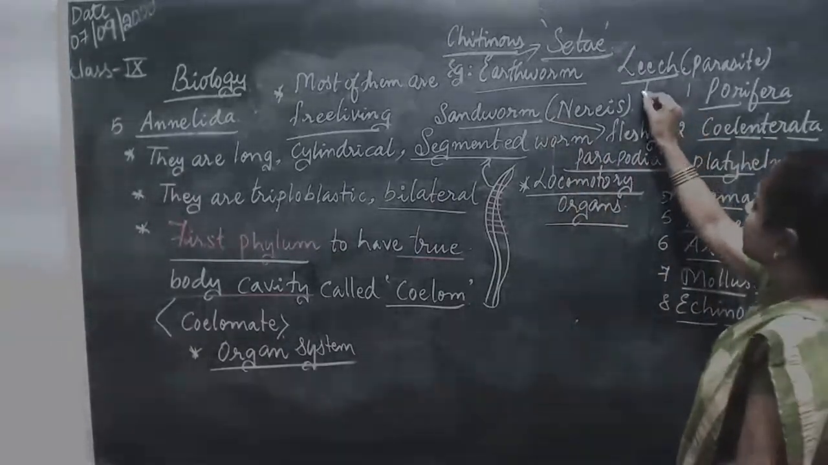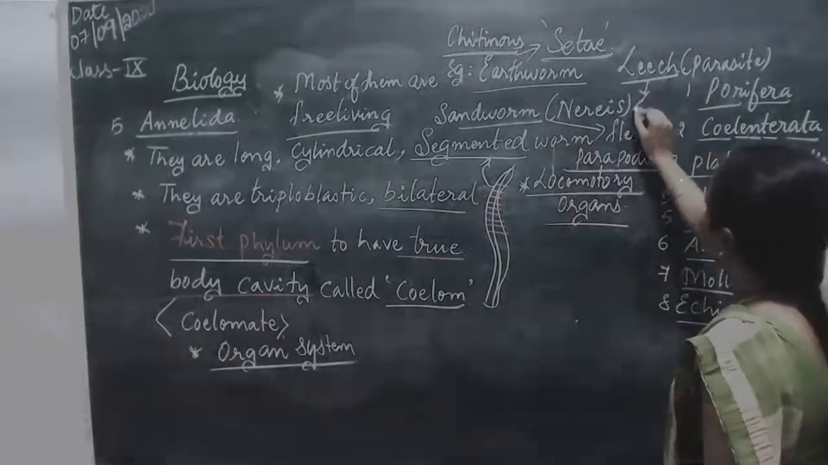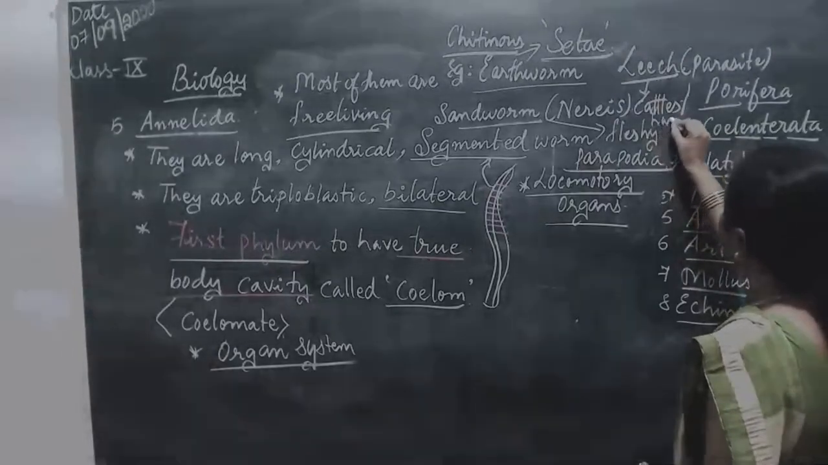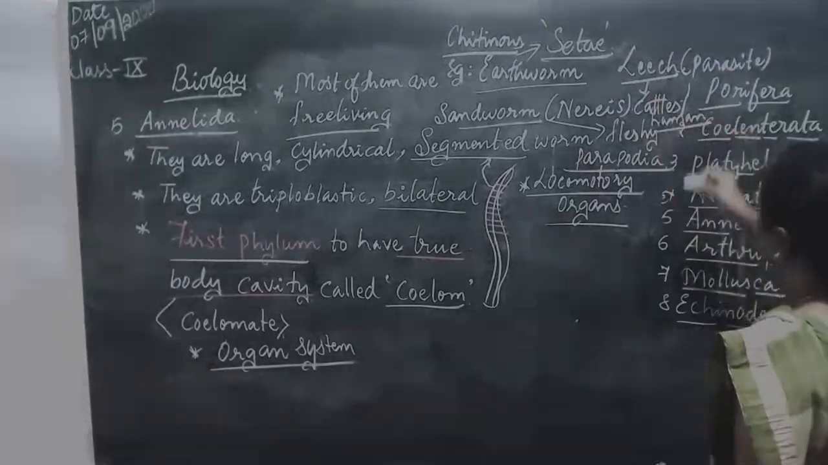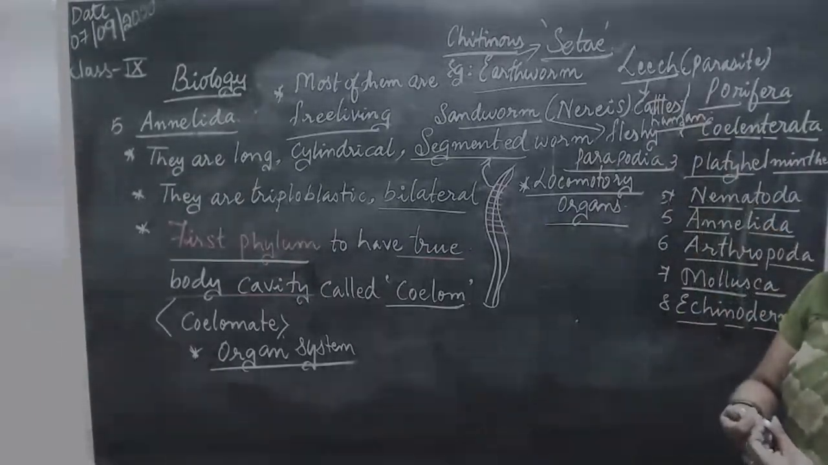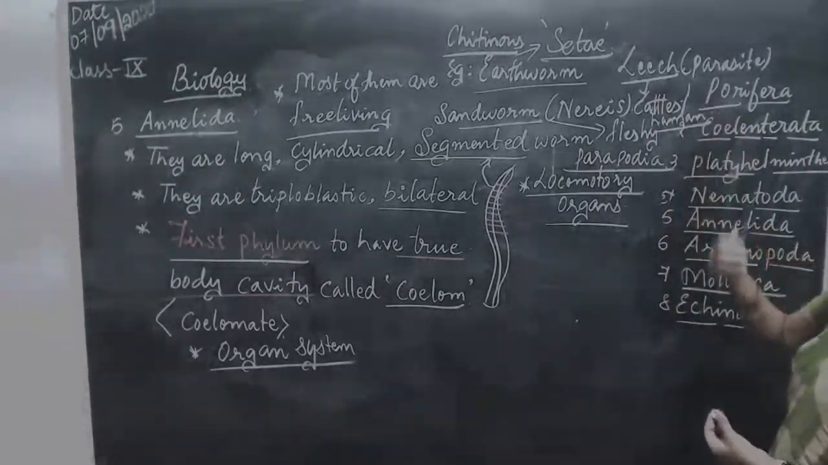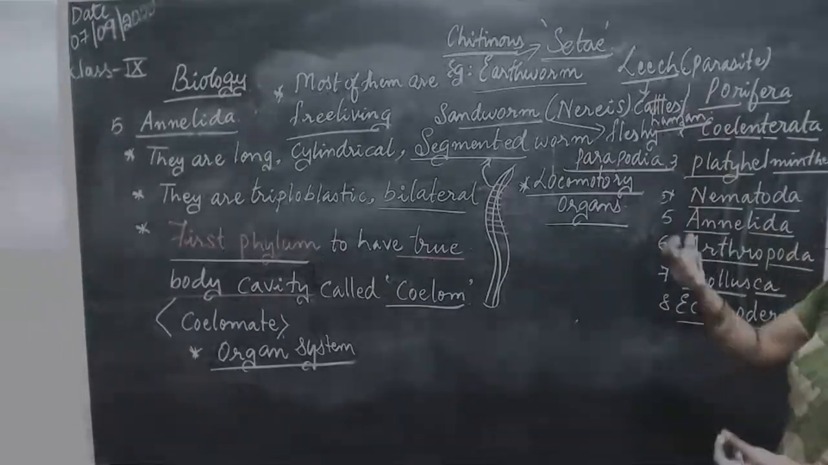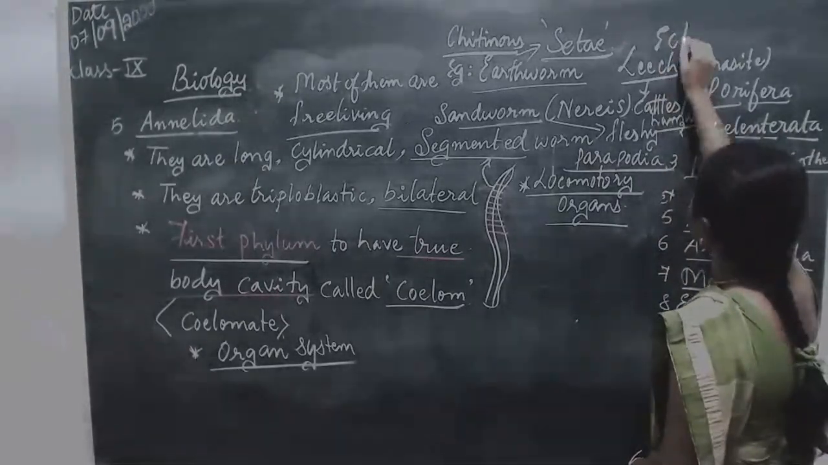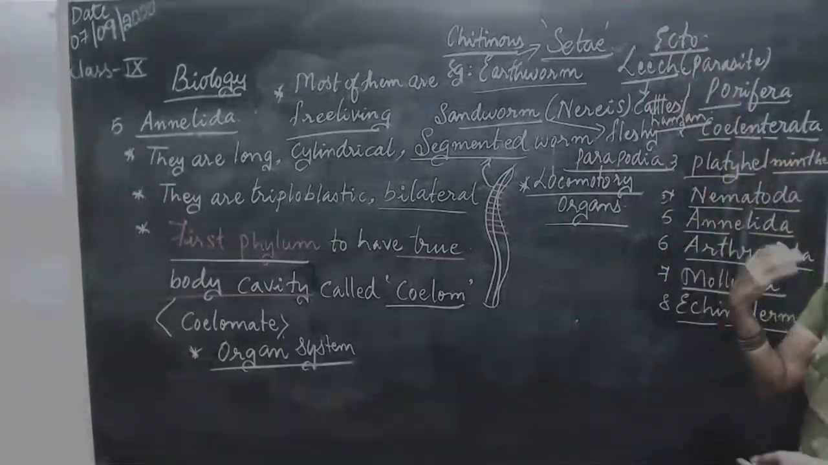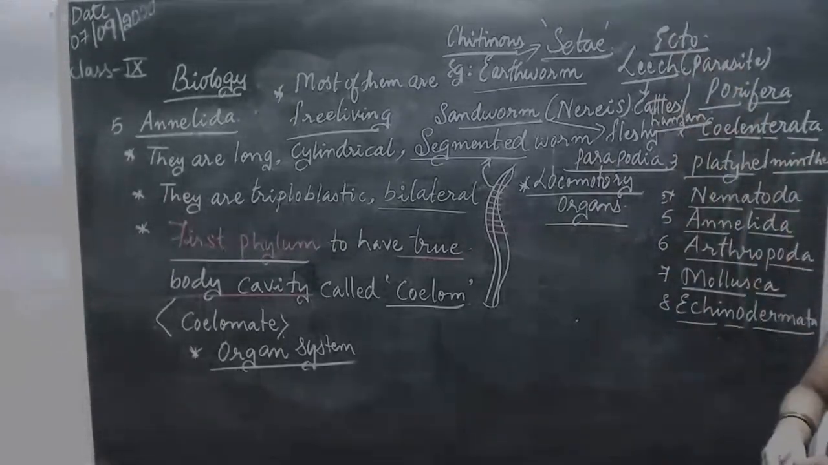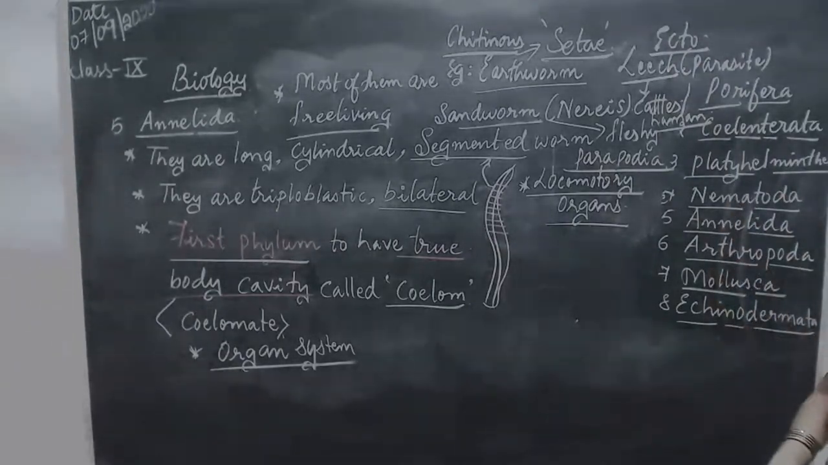Then the leech is a parasite. Usually the host will be cattle or sometimes human beings. For the leech, anybody can act as a host. Usually on cattle, cows and buffaloes, you might see leeches. They are considered ectoparasites because they are found on the outside of the host. So cattle and human beings both can be taken as hosts for the leech.